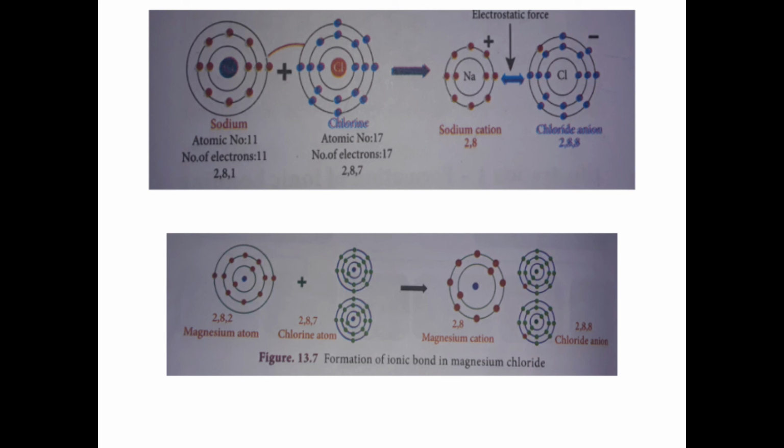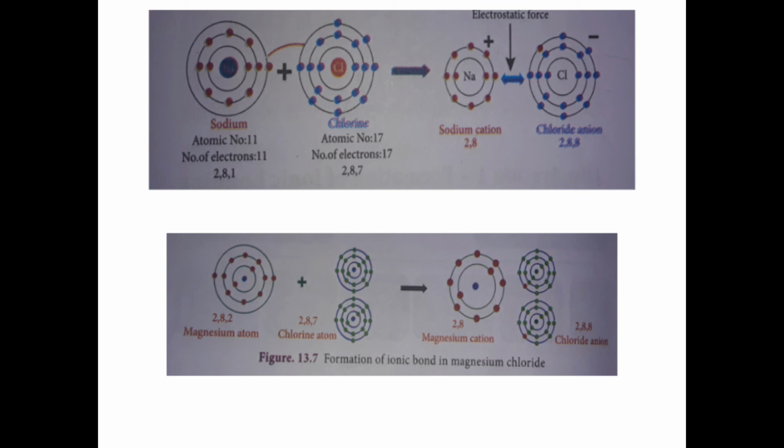Similarly for magnesium chloride, notice the difference between sodium chloride and magnesium chloride. In NaCl there is only one chlorine atom, and in magnesium chloride there are two chlorine atoms. Okay, this is the difference between one atom and two or more atoms.